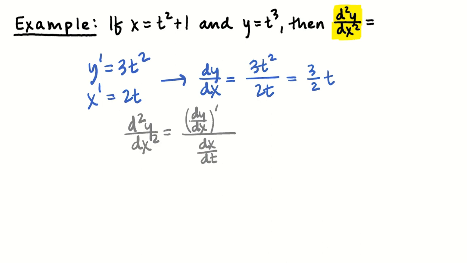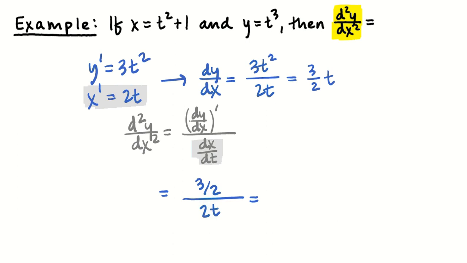I bring in the formula, and then I'm going to do that. So the derivative of dy/dx is the derivative of 3/2 t. The derivative of 3/2 t with respect to t is just 3/2. And then I'm going to divide by dx/dt. We know that dx/dt and x prime of t are the same thing, and so I'm just going to divide by 2t.